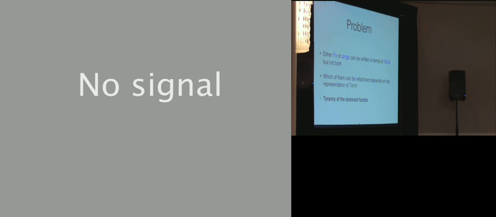So here is the problem of the tyranny of the dominant functor. Either free variables or args can be written in terms of fold, but not both. And which of them can be refactored depends on the representation of term. That is assuming we want to write a well-typed compiler in the first place. And the idea of a solution is to turn all these isomorphic types into equal types. And we are going to make this precise by defining a formal language called F omega mu.